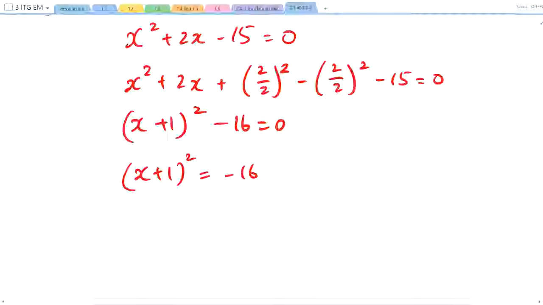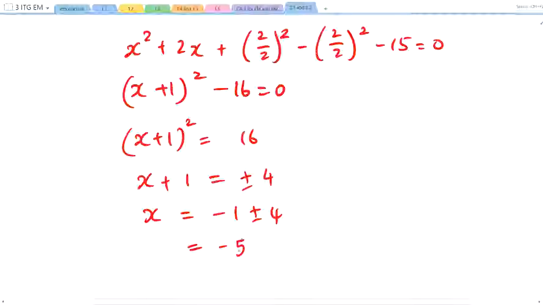So when this happens, when you suddenly end up with something squared, which has to be positive, you end up with a negative number, it should come to you that there's something wrong. Check your previous steps if there's an error. So I go back, it can't be negative 16. Oh, I made a mistake over here, it should be positive 16 when I add 16 to both sides. So x plus 1 must be equals to plus minus 4. X is therefore negative 1 plus minus 4, which gives me negative 5 or 3.